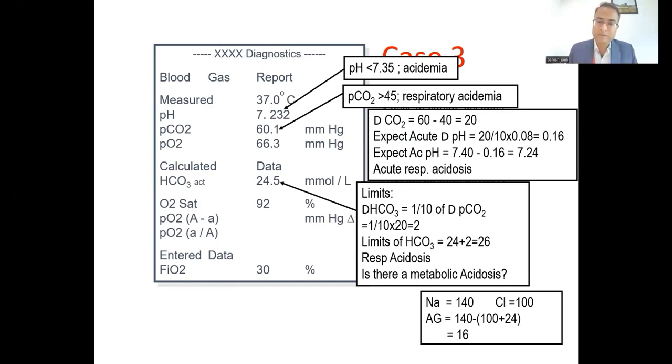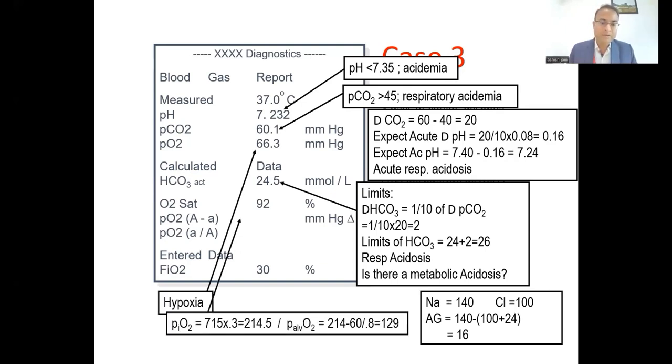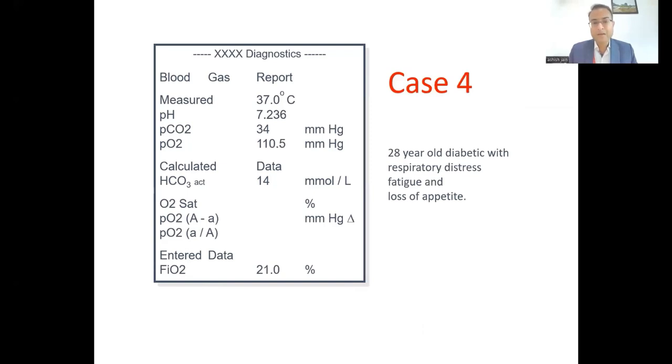So we calculate the anion gap, and the anion gap is coming 16. That means this patient is having acute respiratory acidosis along with high anion gap metabolic acidosis with hypoxemia, with a very high alveolar-arterial oxygen gradient indicating there is severe hypoxemia.